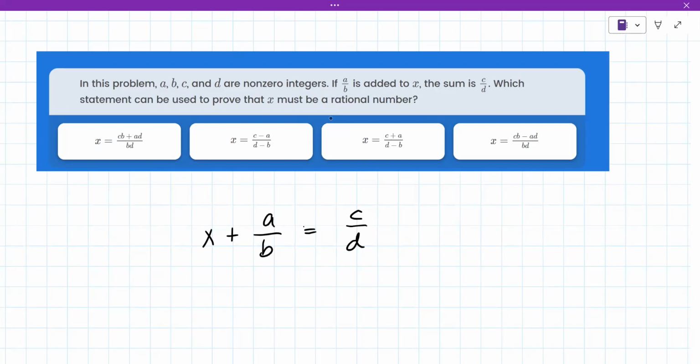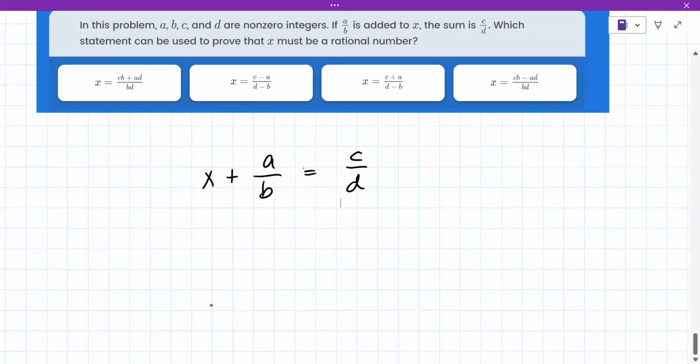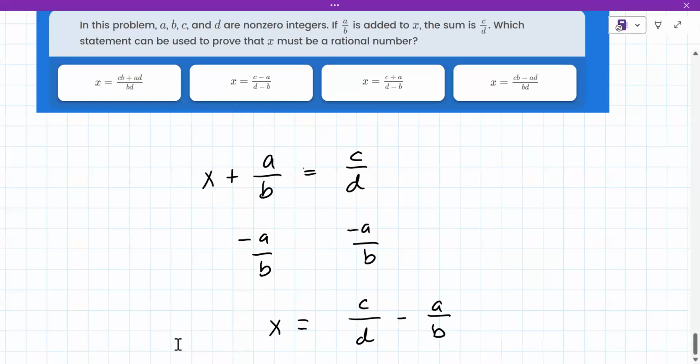Okay. Now let's solve this for X. How would we solve for X here? How do we undo this thing right here? You would multiply. But this is addition. How do you undo addition? Oh, okay, so we would subtract. Okay, so on the left, it's just x, but on the right, it's C over D minus A over B.